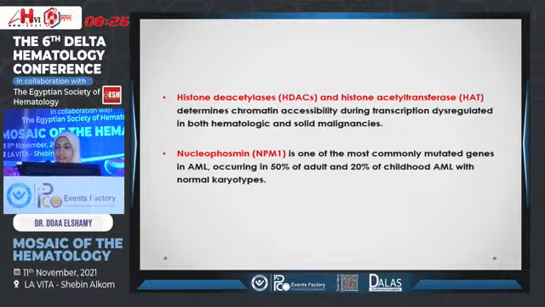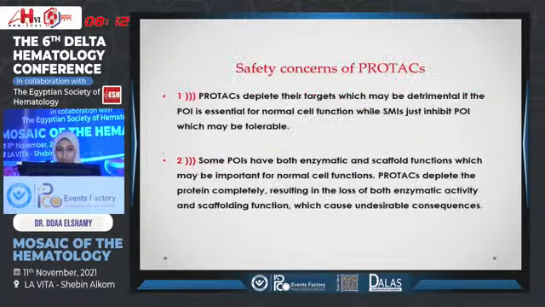Histone deacetylase and histone acetyltransferase are also targets, as is nucleophosmin, which is one of the most commonly mutated genes in AML, occurring in 50% of adult and 20% of childhood AML.